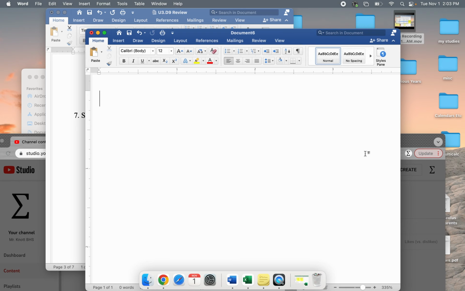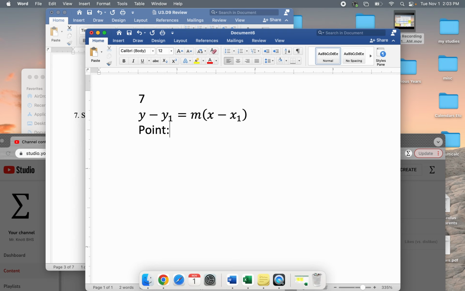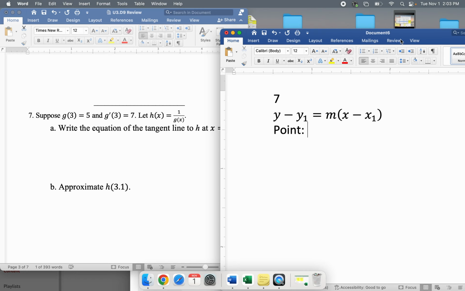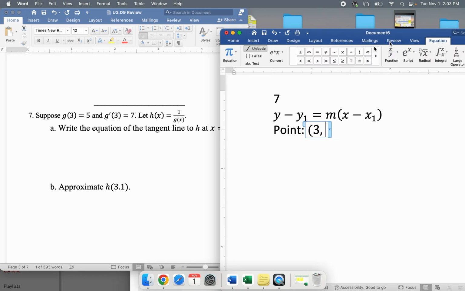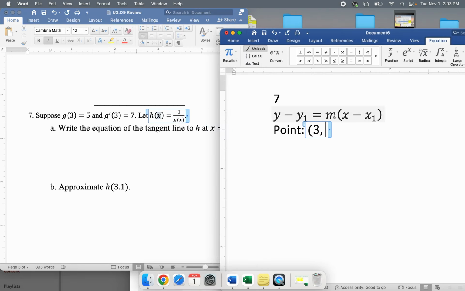So tangent line. First of all, anytime you want a tangent line, you want to think y minus y1 equals m times x minus x1. You need two things, the point on the line and the slope. For the point, since we're trying to find the tangent line at 3, the x-coordinate is going to be 3. For the y-coordinate, we want to be plugging x equals 3 into h, right? We want to evaluate h at 3. So the point is 3 comma h of 3, whatever that is.